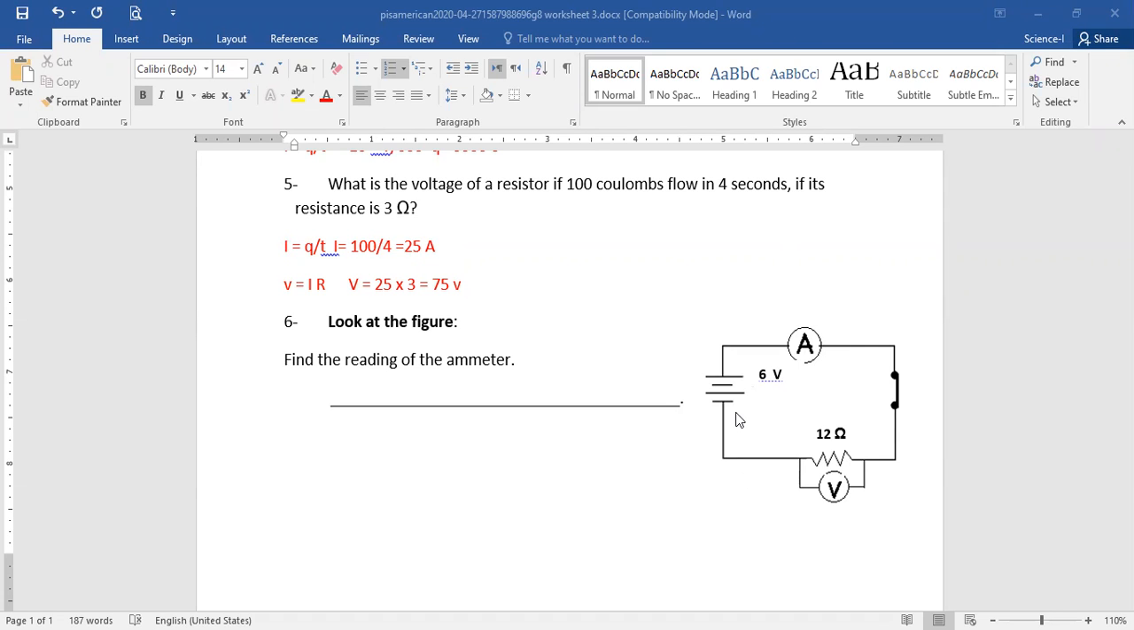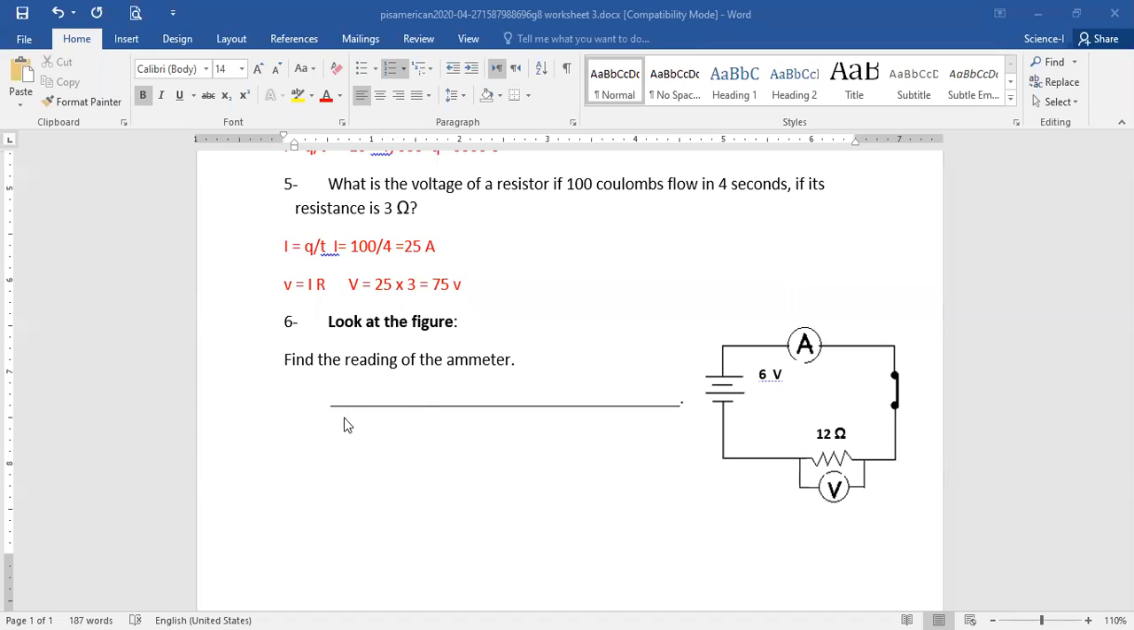As we said, and going back to the recorded videos on YouTube, you are going to find that we made a comparison between the voltmeter and the ammeter. We said that the ammeter is the device used to measure the electric current, and it is connected in series in the circuit, while the voltmeter is the device used to measure the voltage and it is connected in parallel. That means it measures the potential difference, or the voltage, across a certain part of the circuit. So here he needs you to find the reading of the ammeter, which means he asks about the current. So how can we get the current here?